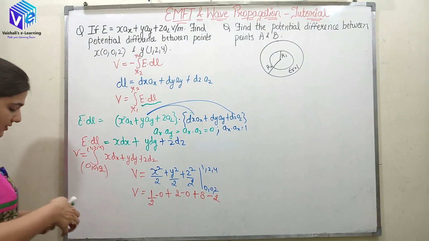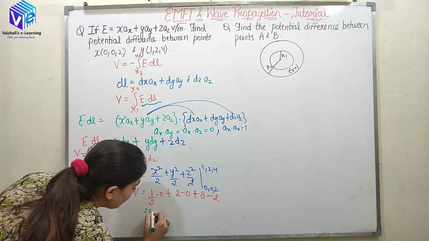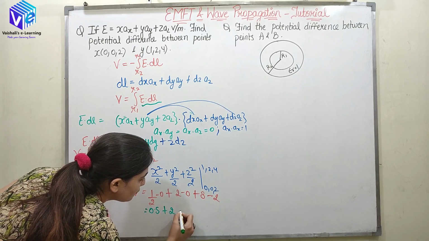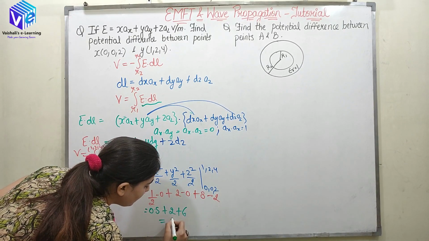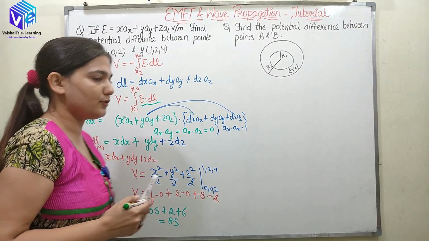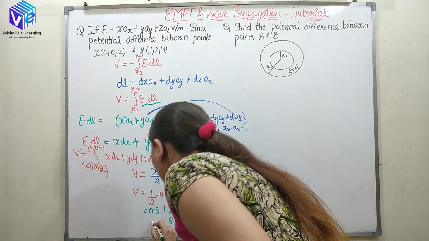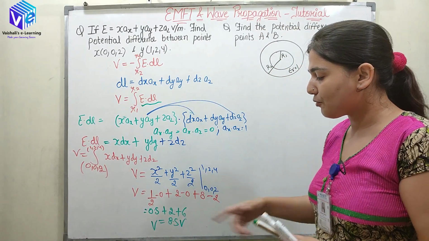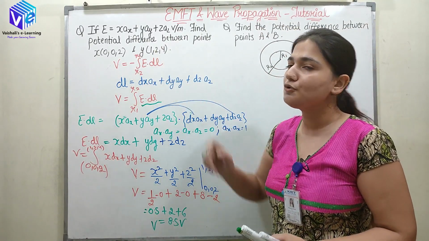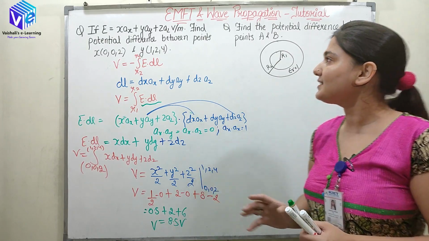So now what is it? It is 0.5 plus 2 plus this is 6. So it will be 8.5. So the voltage is 8.5 volt, or the potential difference is 8.5 volt between these 2 points. I hope this question is clear.